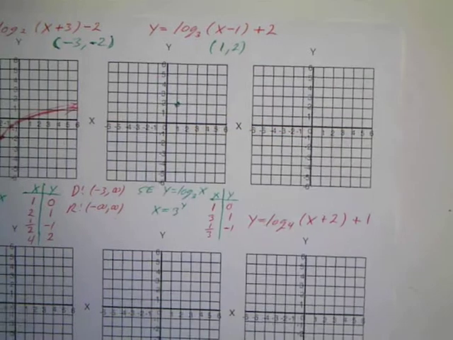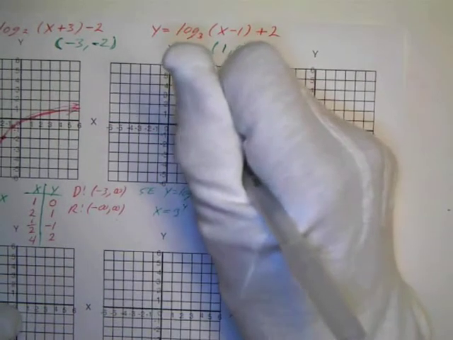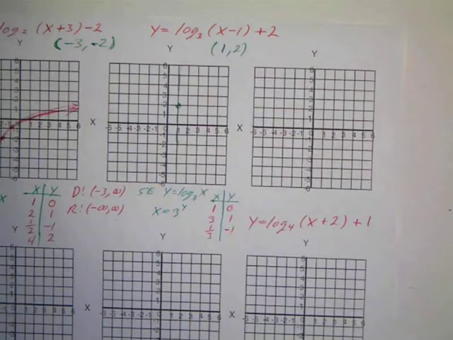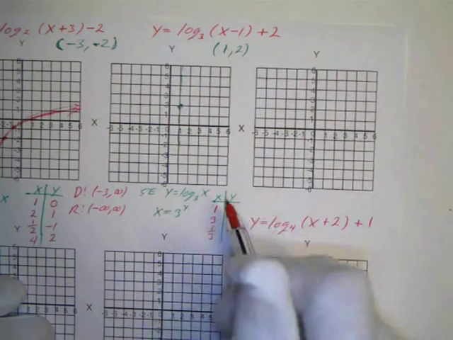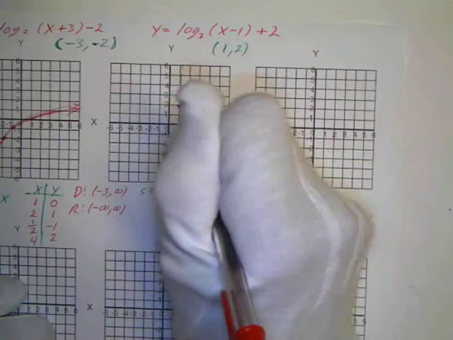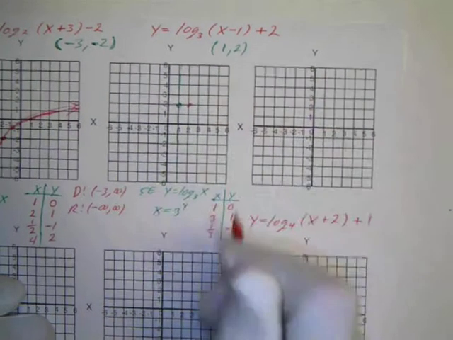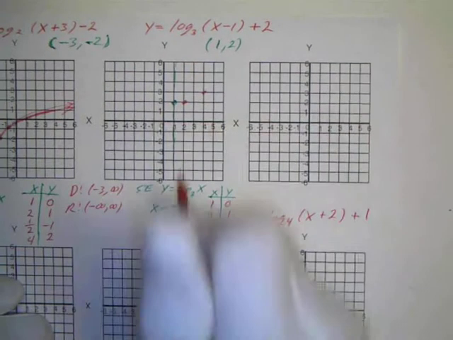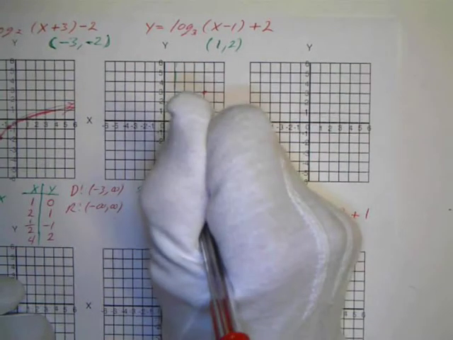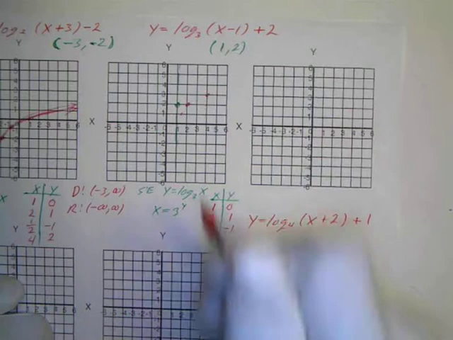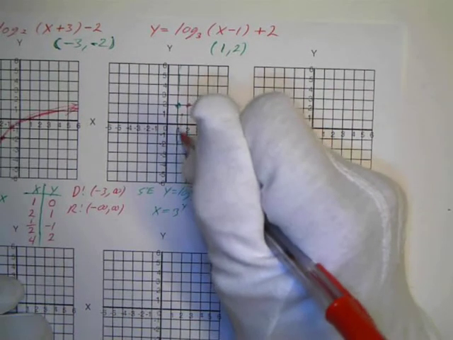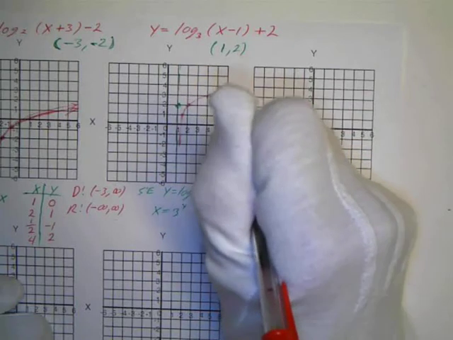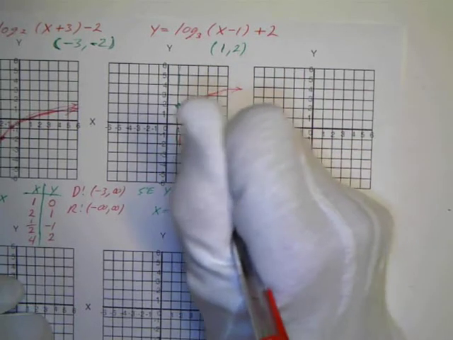So from my new origin, and remember now for these we're going to have a vertical asymptote, not a horizontal asymptote. And I start from my origin, I go over 1 up 0, then I go over 3 up 1, 1, 2, 3 up 1. And I go over 1/3 and down 1. And there you go. Something like that.